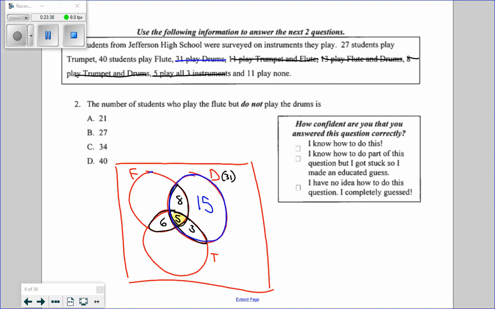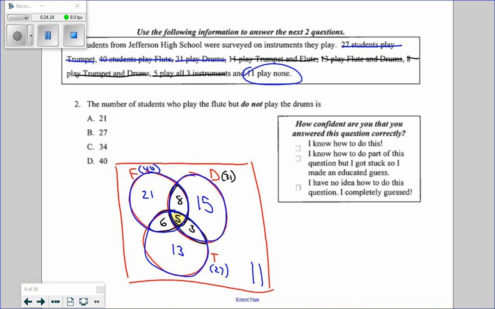40 play flute. So this entire circle has to be 40. So I go 40 minus 8 minus 5 minus 6. 21, I think. Okay. And 27 play trumpet. So again, this entire circle has to be 27. Is it 13? Now, what's the only number I haven't used? 11 play none. So the 11 has to go there. Okay, so don't forget about that number on the outside.